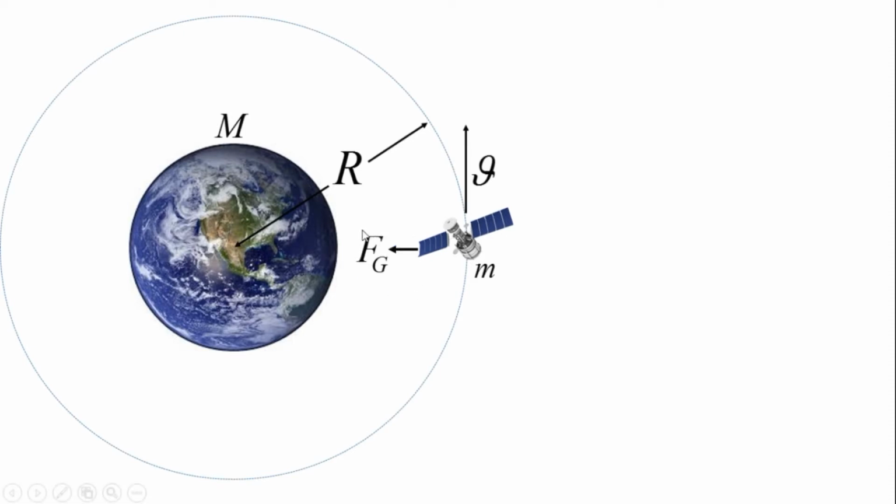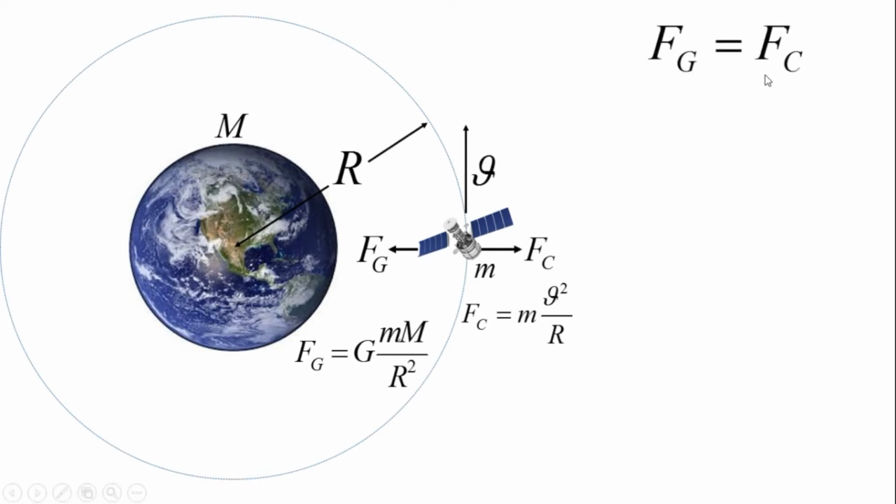Of course, there's a force between the planet and the satellite. This is the gravitational force, which has the formula G times the masses of the satellite and planet over the distance squared, where G is the universal constant. Also, because of the circular motion, there's a centripetal force. It has the formula: mass of the satellite times the square of the satellite's velocity over the distance. And these forces are equal to each other. This is in equilibrium, or in balance.